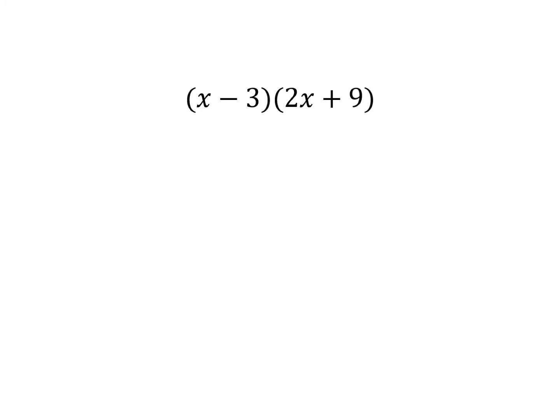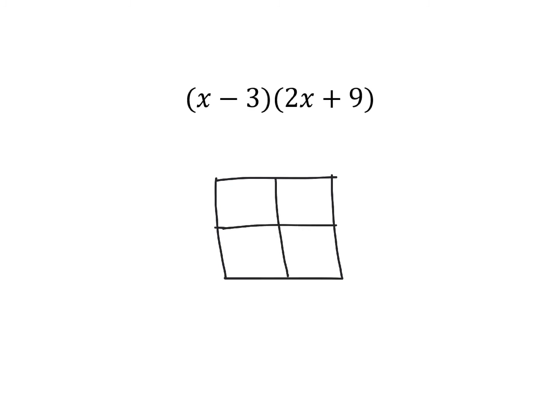I'm going to teach you another method called the box method. And I'm literally going to just draw a box. And since I have 2 terms in each of those, I'm going to make this box a 2 by 2, just like this. And I'll take the top term and put it here, x, and then keep that minus sign as like a -3, and then 2x, and then a positive 9.